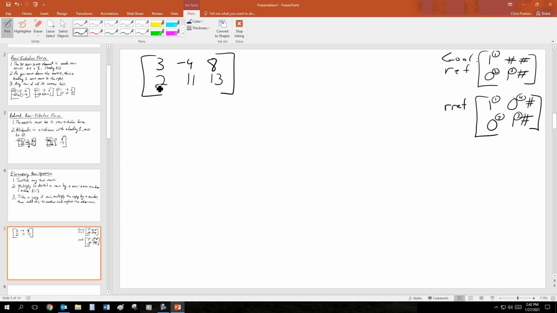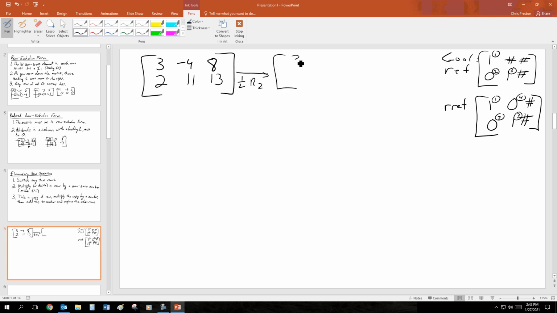Alternatively, I could multiply the entire second row by a half, making those halves, and then switch the rows around. And I think that's what I'm going to do. But you don't have to do it that way. You could just multiply the top row by a third. I think I just like halves better. So I'm going to do a half row 2.